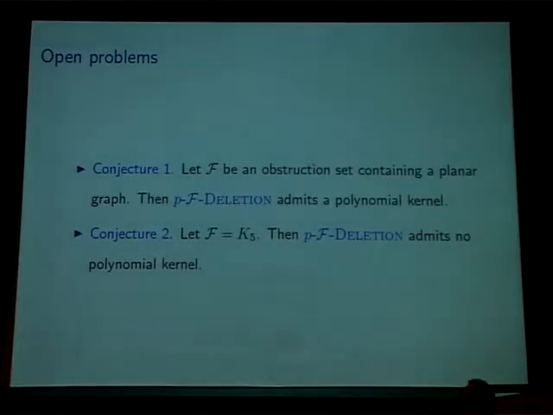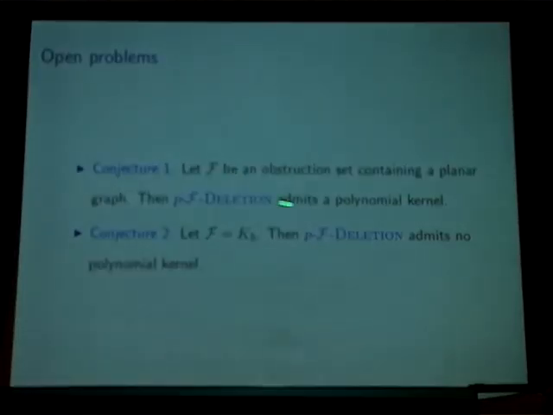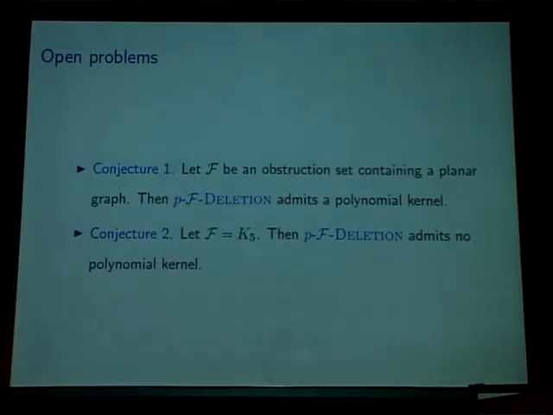So, which I believe are the following things. The first conjecture is that if I have an abstraction set F containing a planar graph, then this problem admits a polynomial kernel. So far, we were able to prove this only if the set is this theta C graph. But somehow it seems that this should work for any planar graph.